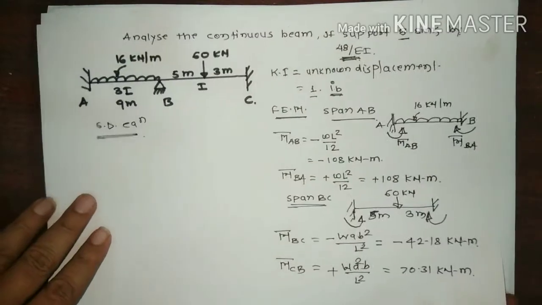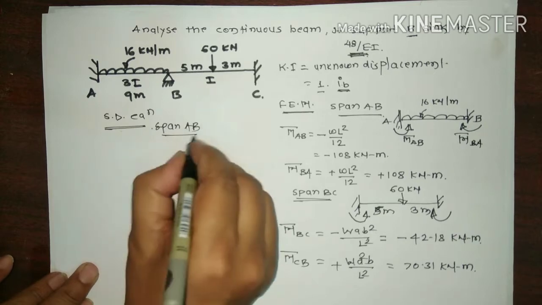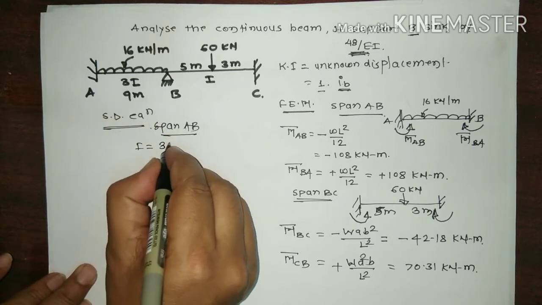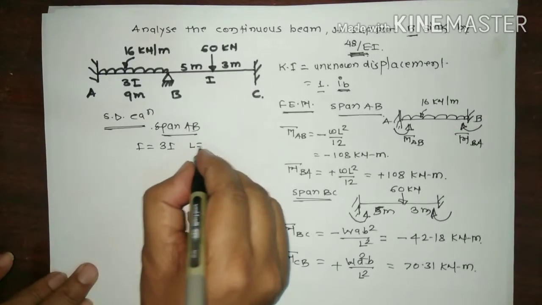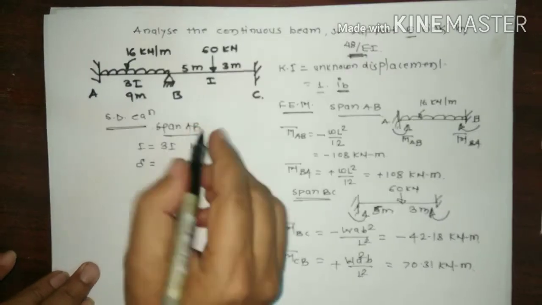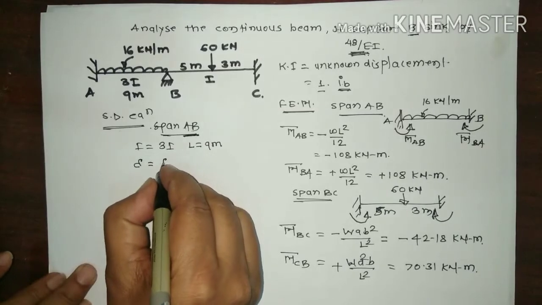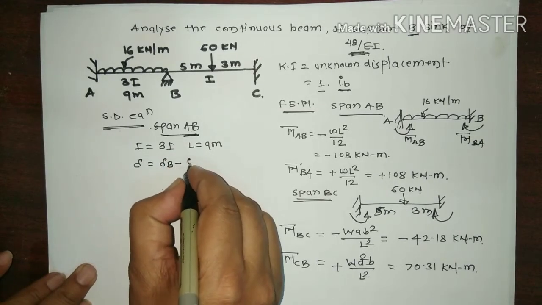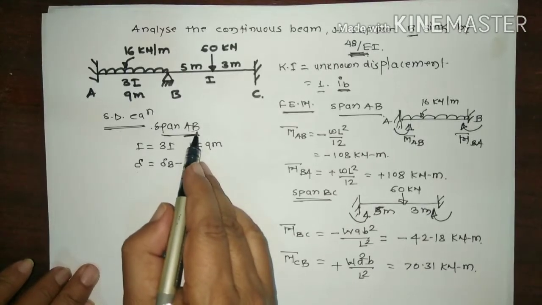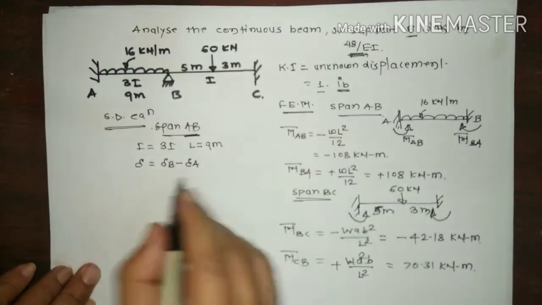Slope deflection equation here. So again take span-wise, span AB. Now write I for this AB as 3I, L equal to 9 meter, and importantly, delta is given. So delta for the AB total span: always, if the span is AB, take the leading joint minus the following joint. So always delta is, if the span is AB, delta leading joint B minus A. If the span is BC, C minus B, in this way.